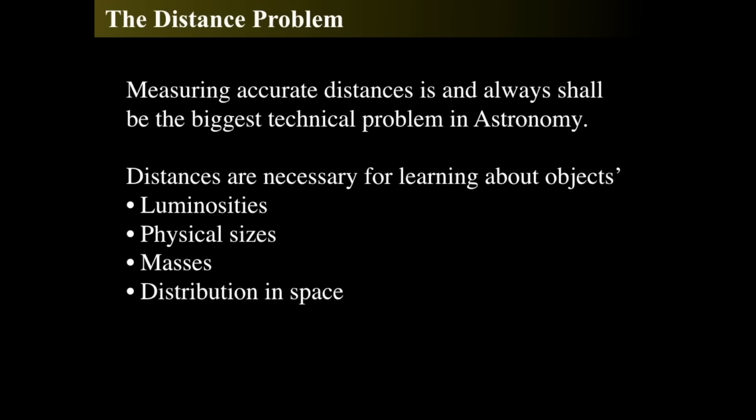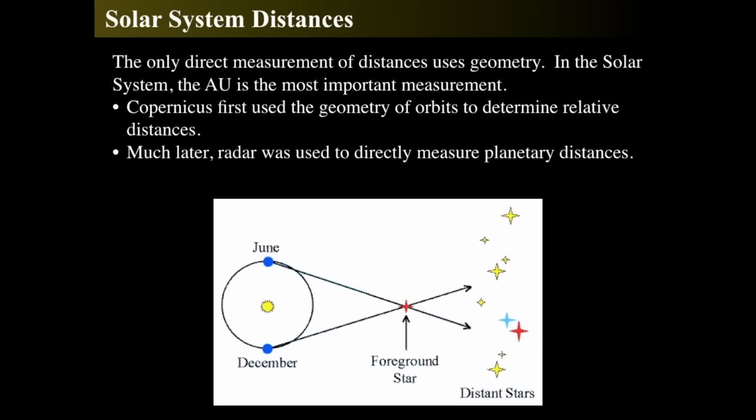So the distance problem is incredible because getting distances will always be the biggest technical problem in astronomy, and frankly, the most important thing to relate astronomy to astrophysics. Because if you don't have distances, you can't know the luminosity, size, mass, or the distribution in space of objects. And without this, you can't understand their lifespans, how they were born, how they live, how they die, what they do, how they evolve, or anything. So distance is the key thing in astronomy, and it's also one of the most difficult things. All right, let's see how difficult.